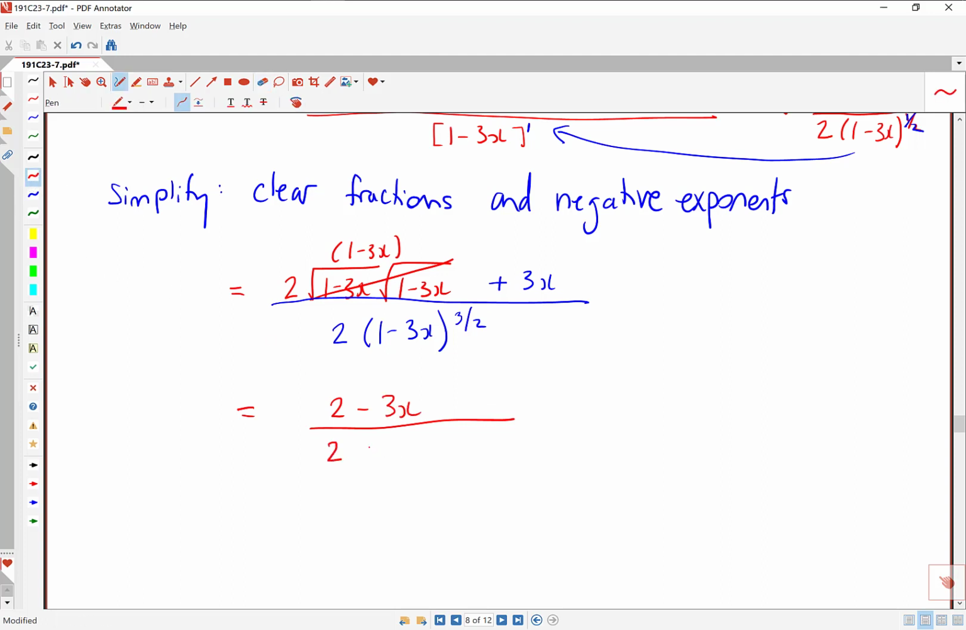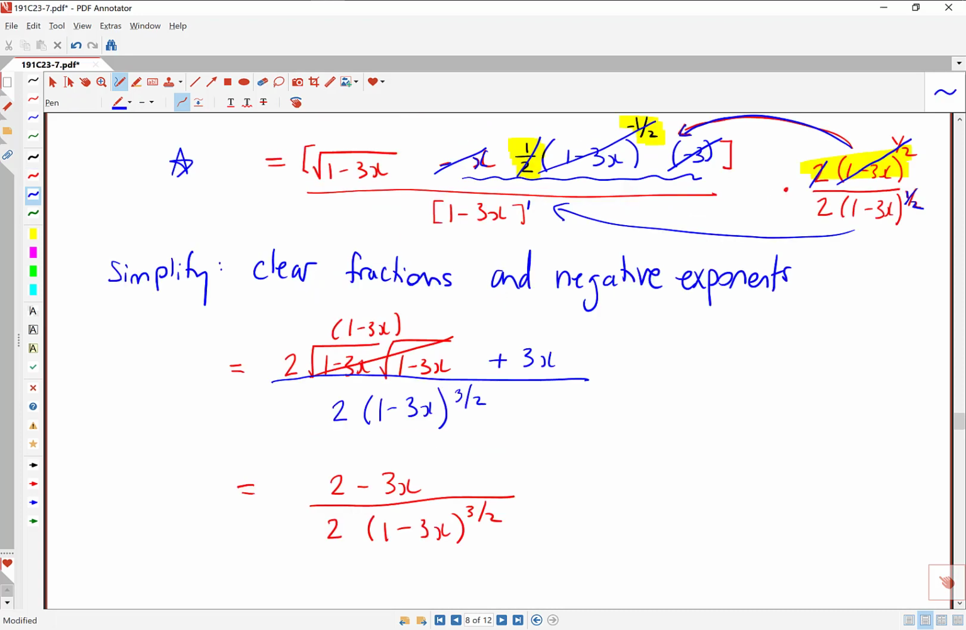Okay, and that's all divided by 2 times 1 minus 3x to the 3/2. So it is often true in calculus that the simplifying is harder than the actual taking of the derivatives. Simplifying is important in some problems, where, let's say we were doing a follow-up application with this function, then we may need to simplify. But much of the time we will just be subbing in numerical values.